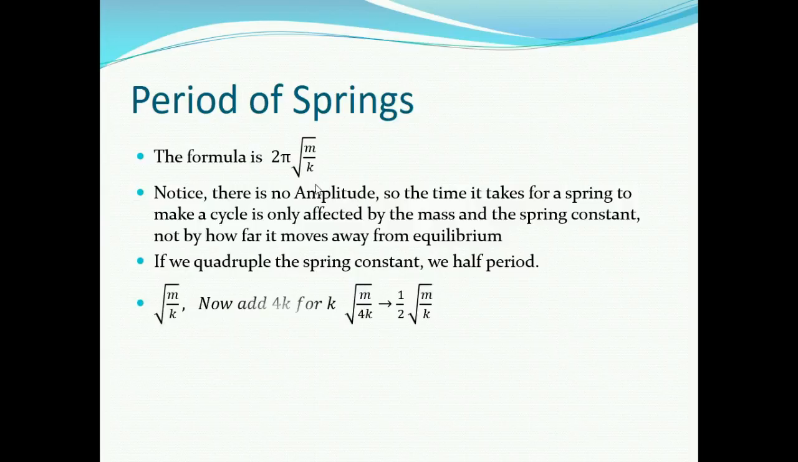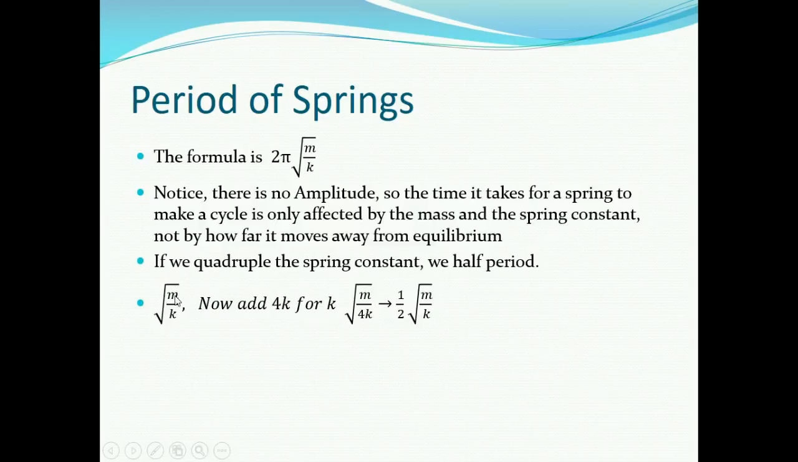So to show how that works, let's just say we have the square root of m over k. I did not include the 2 pi because it's a constant, so I just got rid of that. Now if we put a 4 in front of the k at the bottom, if we take the square root of 1/4, because there's a 1 on top and 4 on bottom, we will get a 1/2 outside.